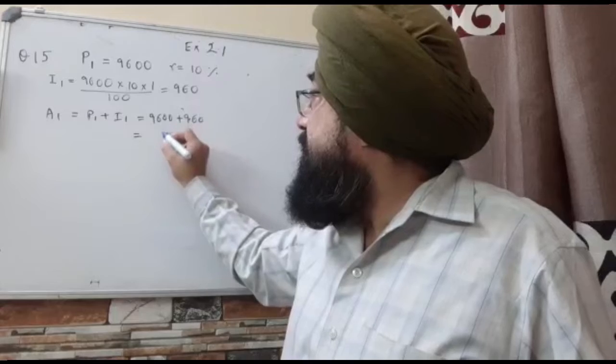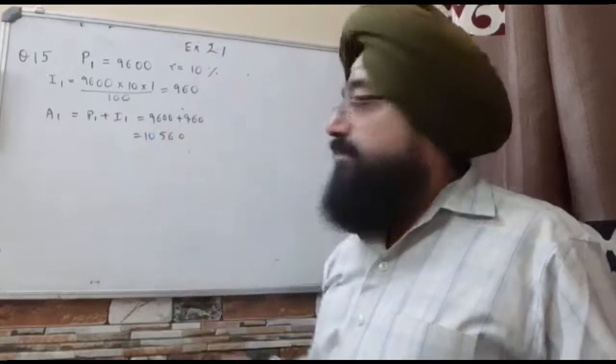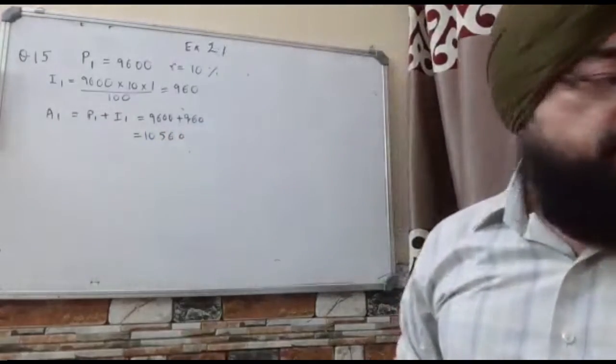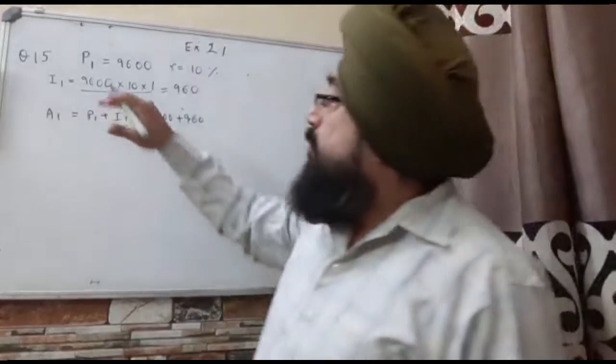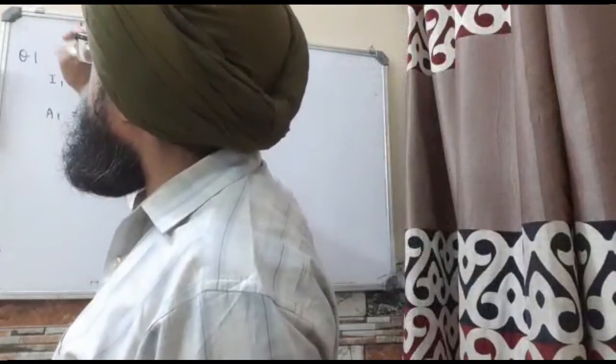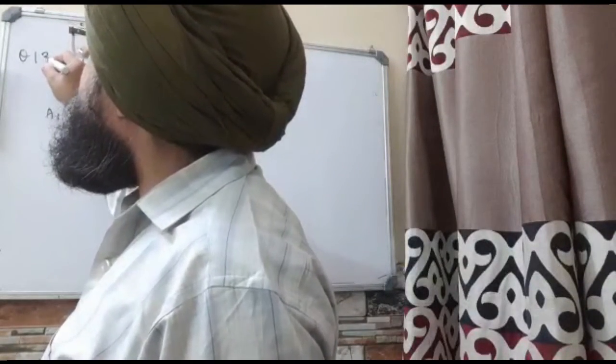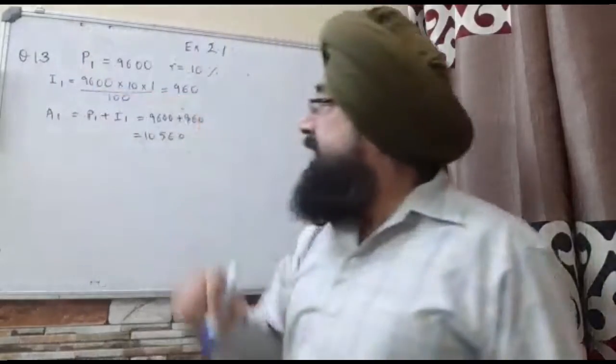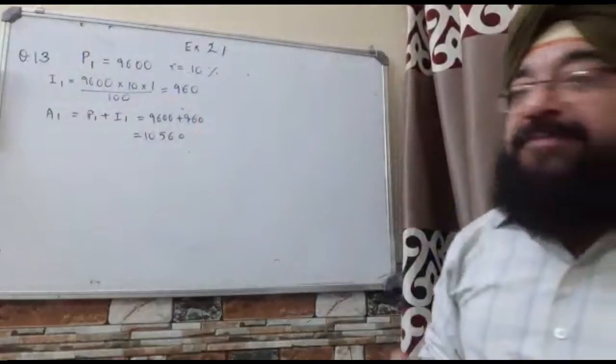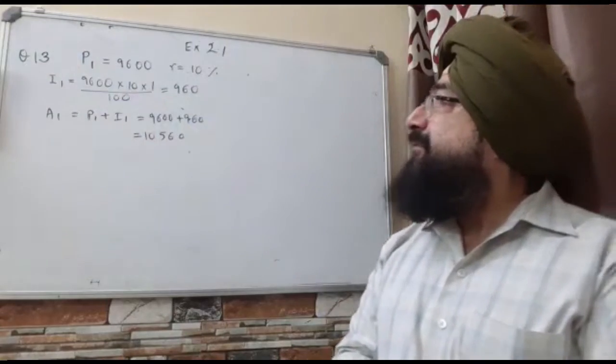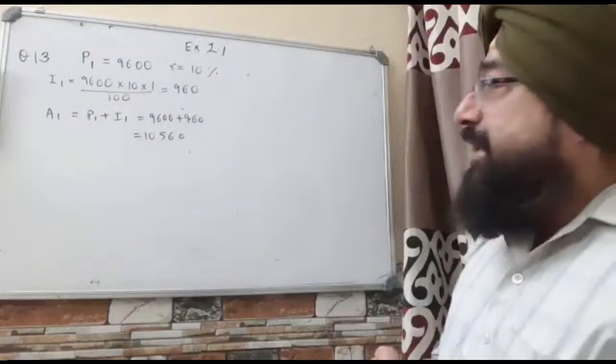Sir, 10,560. Yes, beta. So it's question number 13, not 15. I'm so sorry. You discovered it right. This is question number 13 I am doing actually, from exercise 2.1. Thank you for rectifying it.